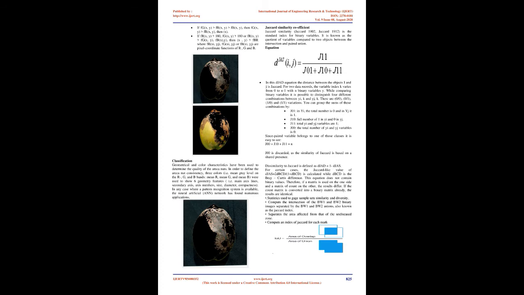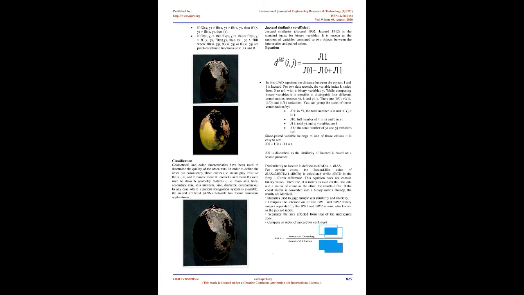Jaccard Similarity Coefficient. Jaccard similarity, Jaccard 1902, 1912, is the standard index for binary variables. It is known as the quotient of variables compared to two objects between the intersection and paired union. Equation. In this equation, the distance between the objects i and j is the Jaccard distance. For two data records, the variable index k varies from 0 to n-1 with n binary variables y.